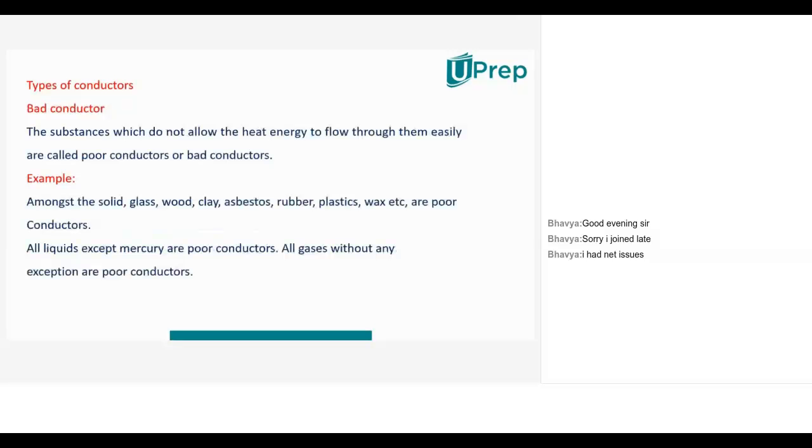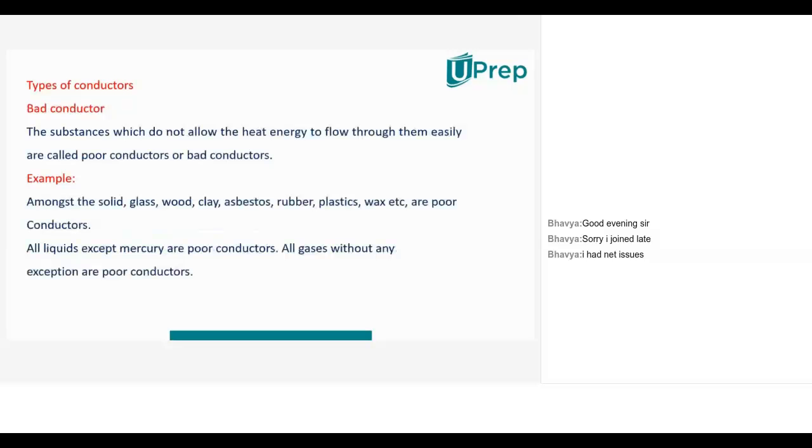And now let us learn about bad conductors. Bad conductor means which will not allow the flow of heat energy through them. They are also known as insulators, but we say poor conductors here, because insulators generally we use in case of electricity. So the substances which do not allow the heat energy to flow through them easily are called poor conductors or bad conductors. And what are the examples for it?